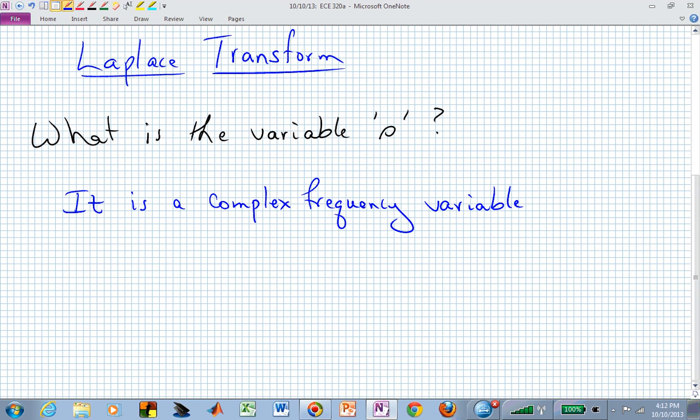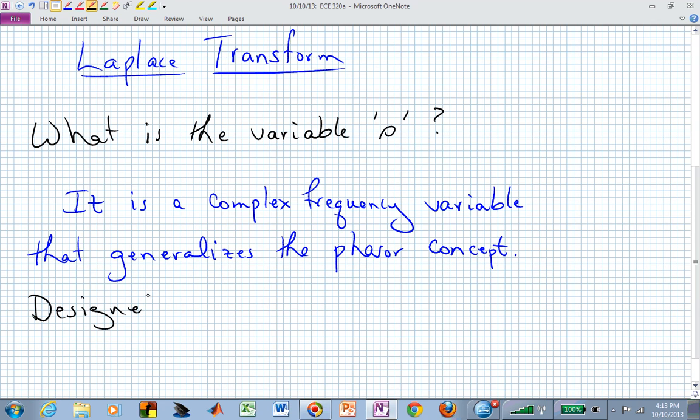You may need to give a little bit more information than that. You could say it's a complex frequency variable that really generalizes the first introduction to sinusoidal steady state behavior that we had in ECE 220. This complex frequency variable s then generalizes the phasor concept that we have worked with in previous courses, sinusoidal steady state analysis.